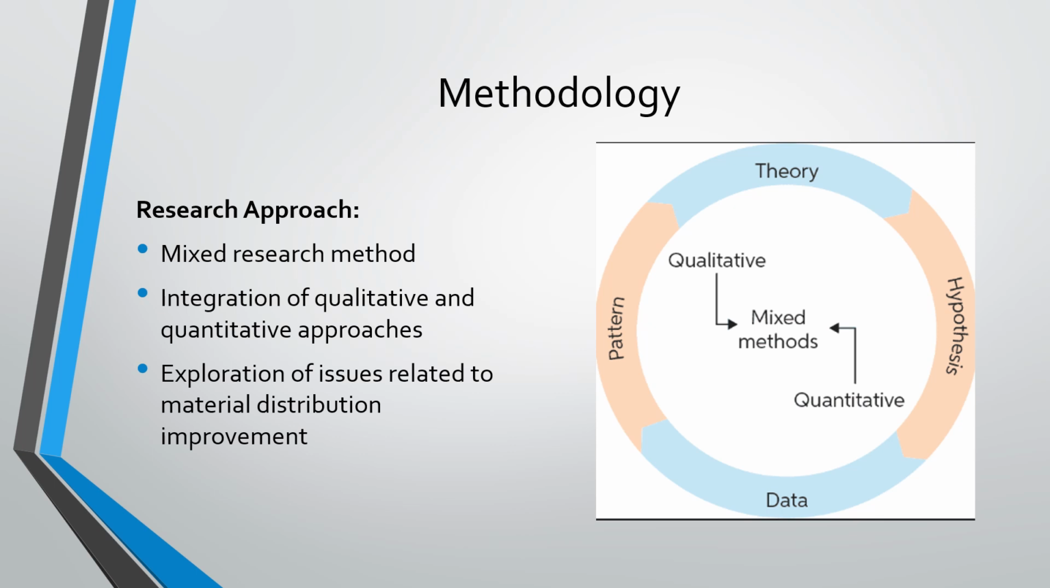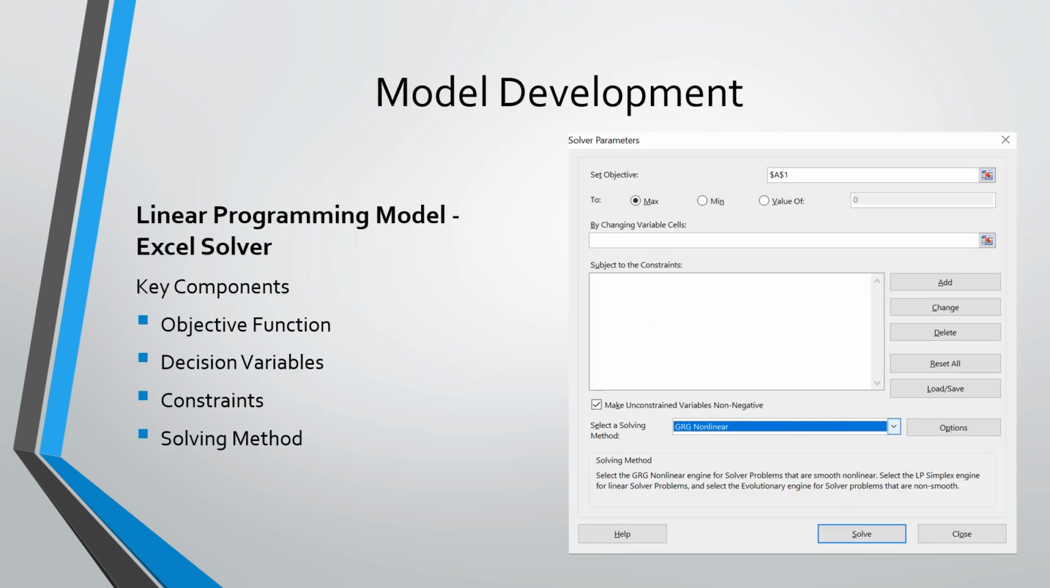In the methodology, we have a mixed research approach, an integration of qualitative and quantitative approaches, with exploration of issues related to material distribution. In the picture, you can see the theory, hypothesis, data, and pattern, and how it revolves around qualitative mixed methods and quantitative mixed methods. In the model development, we have a linear programming model in Excel Solver. The main components are the objective function, decision variables, constraints, and solving methods.